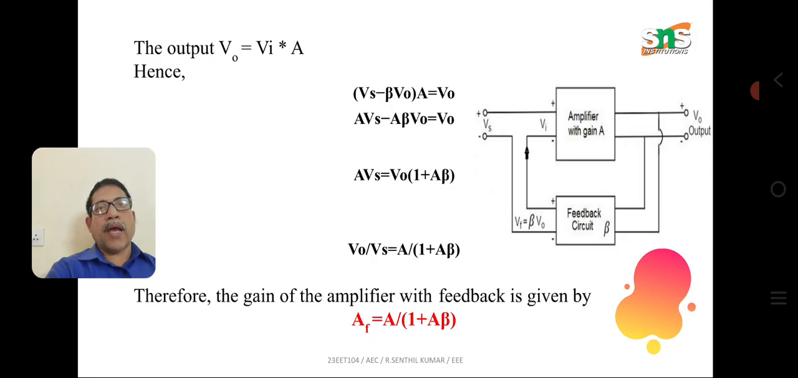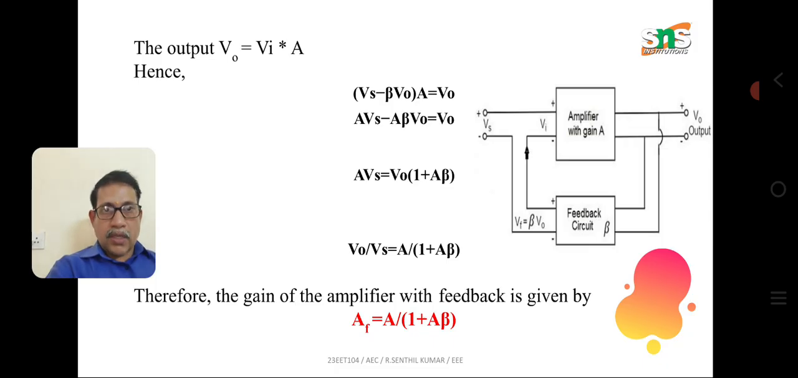Now we know that V naught is nothing but the input Vi into the amplifier gain A. Substituting Vi here, V naught equals Vs minus beta into V naught, the whole thing into A. Since there are two V naught terms, we consider V naught as a common parameter. Therefore V naught into 1 plus A beta is nothing but A into Vs.